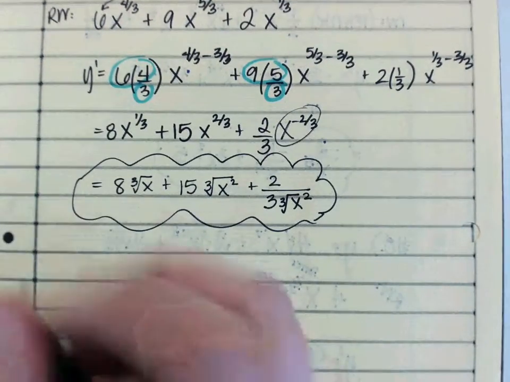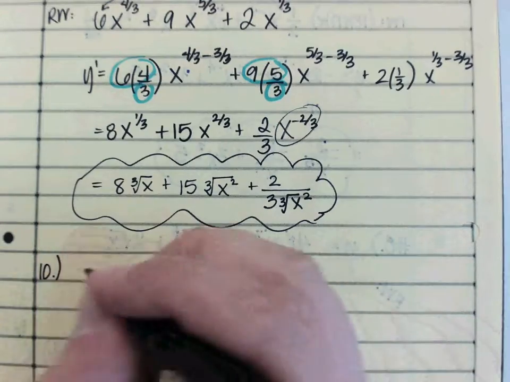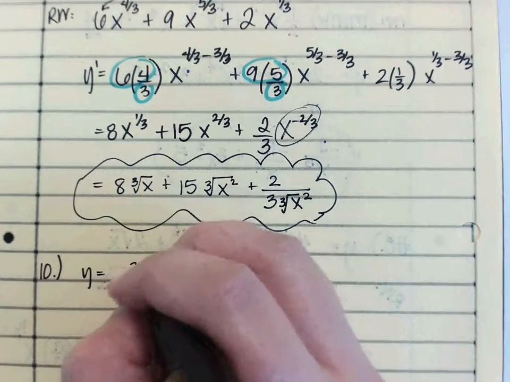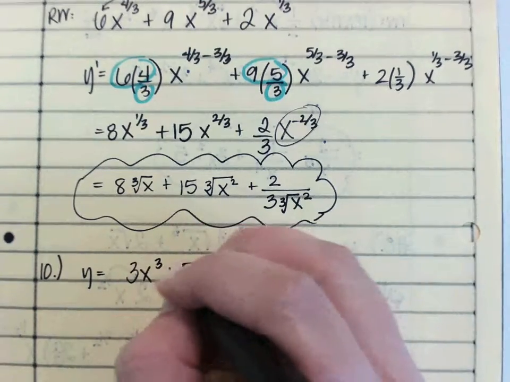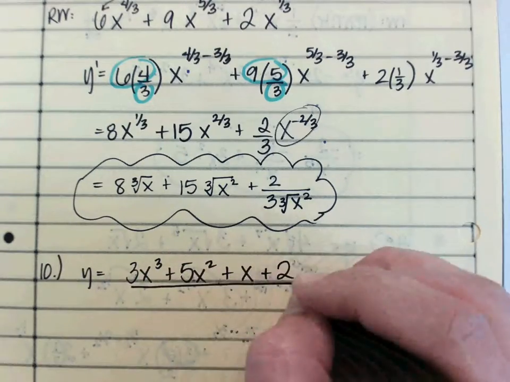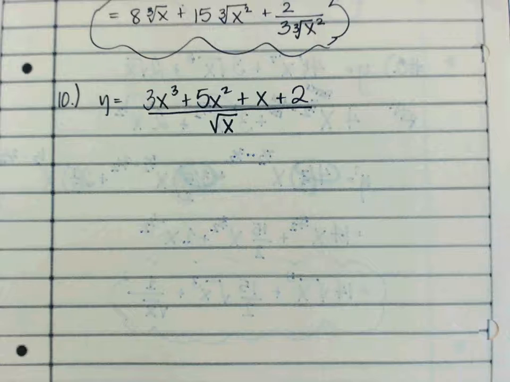Number 10. Almost there. y equals 3x cubed minus 5x squared plus x plus 2 over root x.